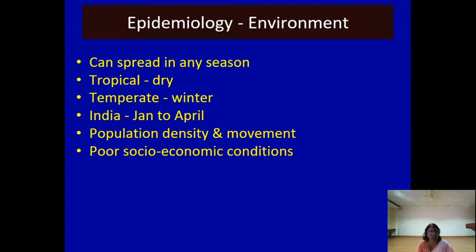It can spread in any season, but coming to the tropical, it is during the dry climate. Now it is this time for measles to occur in our country. Usually it starts in the months of March, April, May. In temperate countries, the measles season is during winter, unlike in tropical countries where it is during dry seasons.